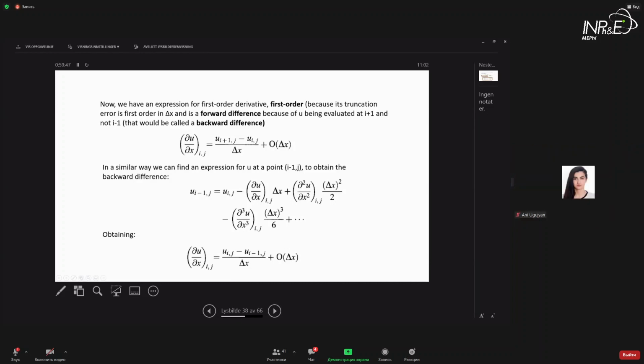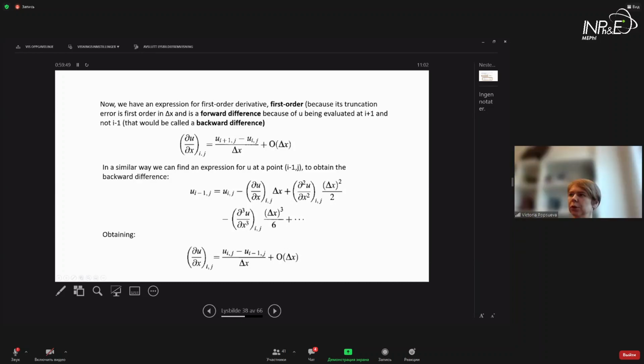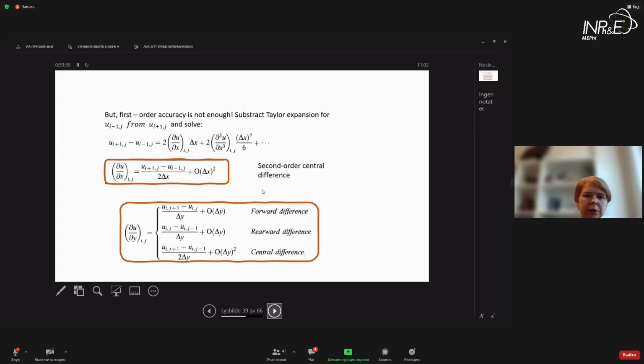Yes. So that's how we can obtain the forward order. But we are not happy because this truncation order is really bad. What does it mean? That means that we really need to make this delta x very, very small in order for this thing to converge. And having a very small step means that we will need very many points to walk through, and it makes our code run slower.